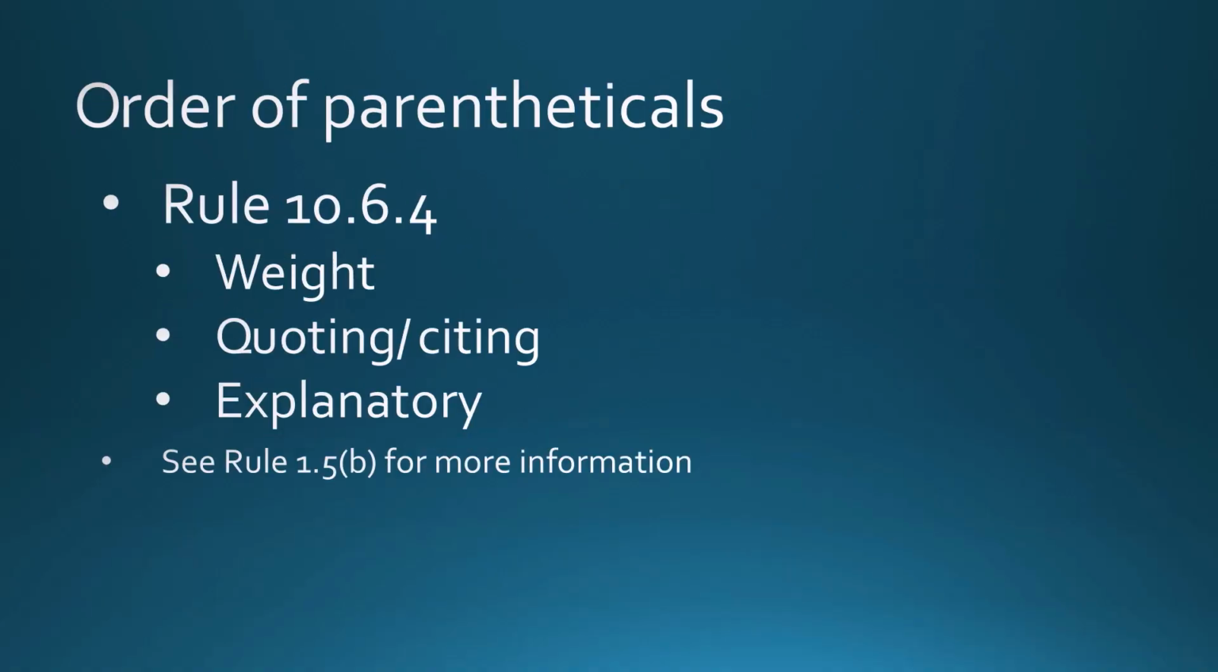If you have more than one parenthetical, then the Bluebook has a specific order to put them in. Under Rule 10.6.4, list any indications of the weight of authority first, then any quoting or citing information, then any explanatory phrase, such as a synopsis of the case or history. If you come across something that doesn't quite fit within these three categories, Rule 1.5b has an example of all the potential parenthetical information you can have in a citation listed in order.